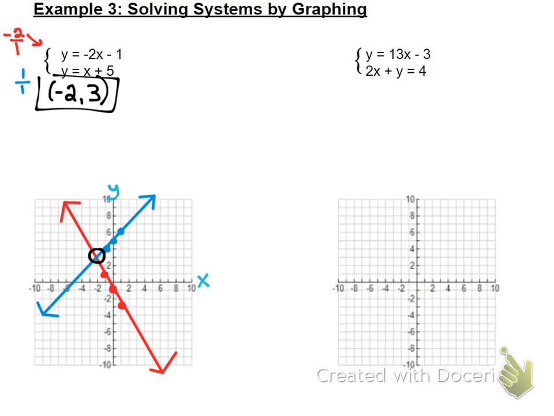Okay, so our next example, we have y equals 1/3x minus 3. So we're going to go ahead and start by finding that line on our coordinate plane. So I start by determining what the y-intercept is. What's my y-intercept? So I'm right here. We're looking at this system.